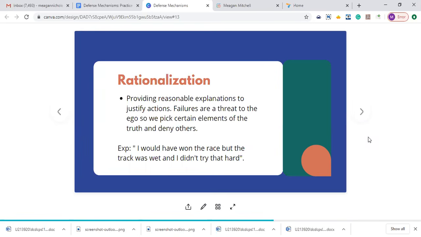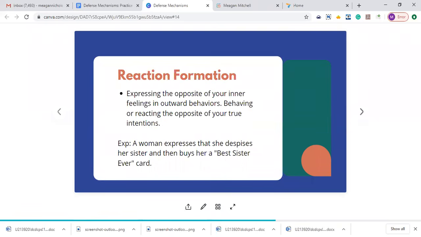Another example of rationalization is if you did not get a job and your rationalization was, I didn't really want that job anyways. It was my last pick. So you're kind of seeing that was a threat to your ego. So you're picking elements and finding an explanation to justify why you did not get the job.